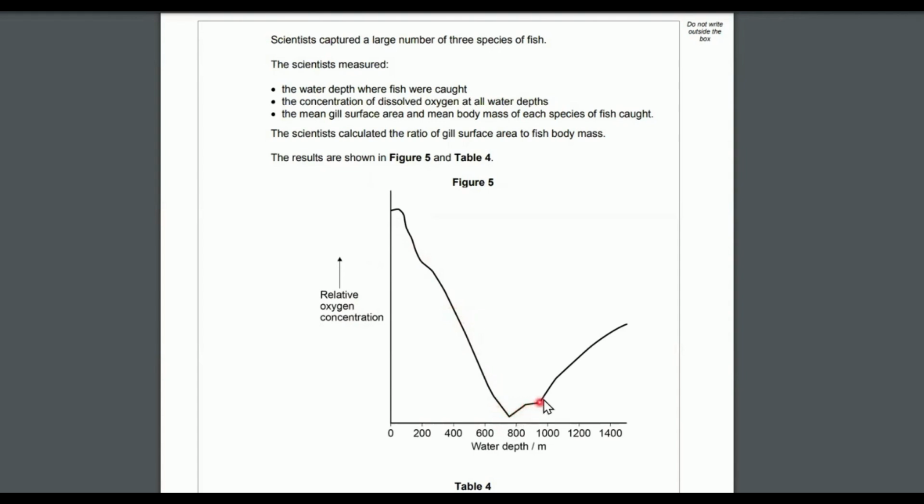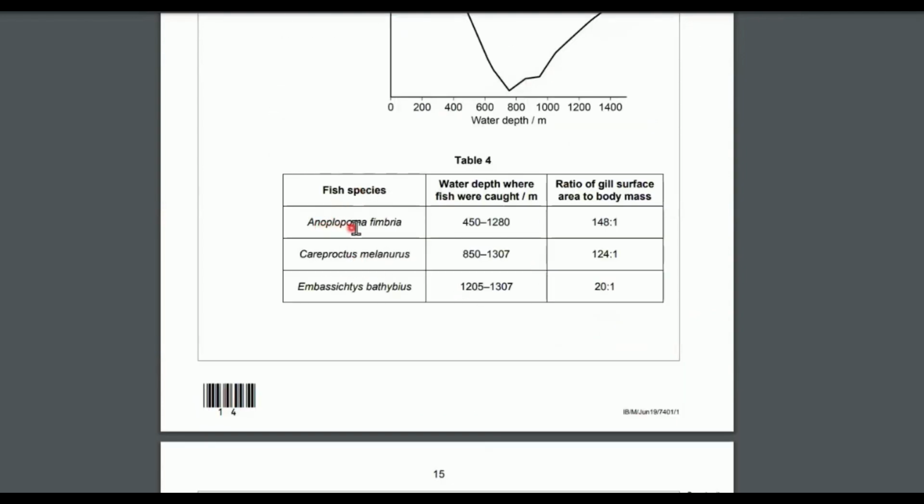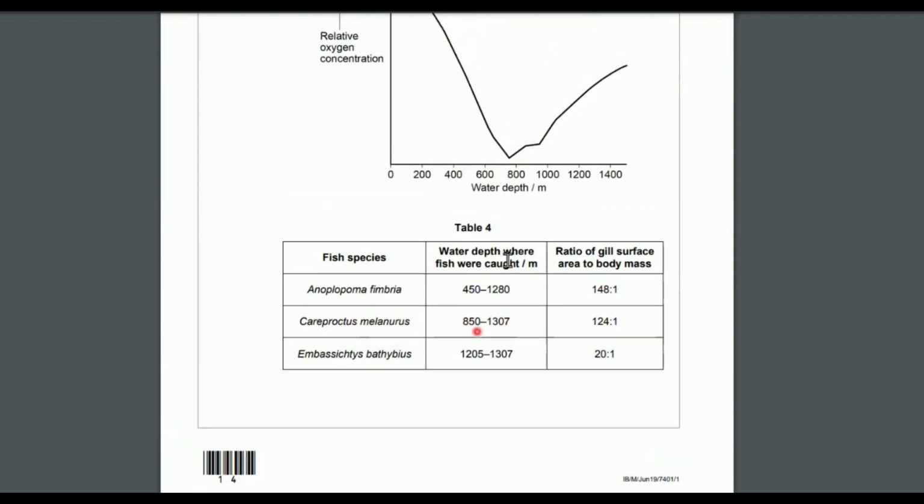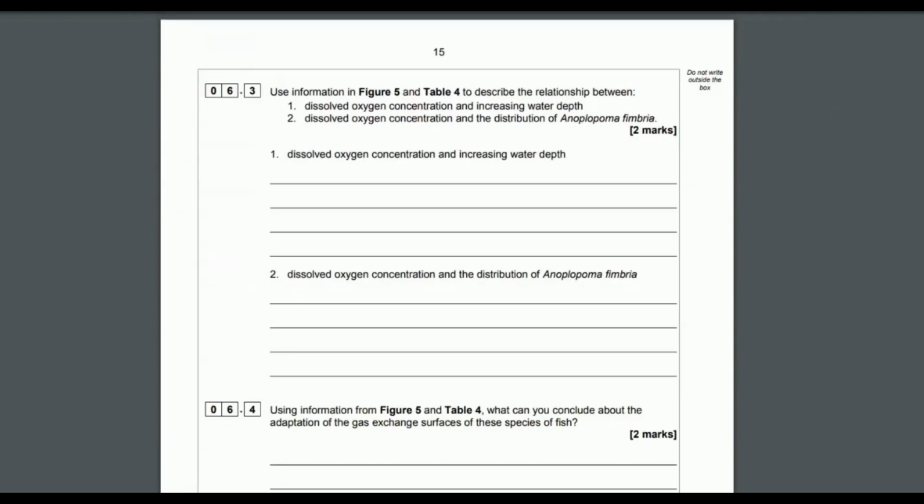Now, Table 4 shows the relative oxygen concentration at different depths of water. Or Figure 5 did, sorry. Table 4 shows the 3 different fish species, and it shows the depth at which they were caught and their calculated ratio of gill surface compared to their body mass. Okay, so we can see here that oxygen concentration seems to go down with depth, and then it pops back up again after about 750 meters. And then we can see for these 3 different fish gills, some of them have got a large surface area to body mass ratio. Let's check it out.